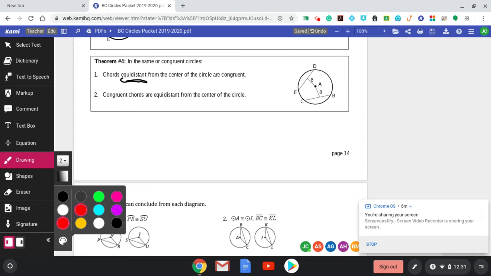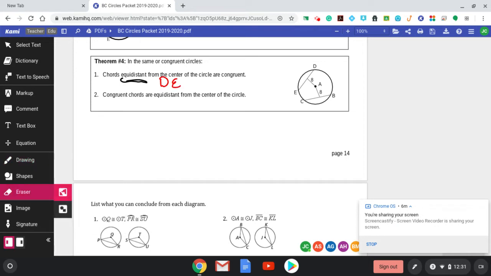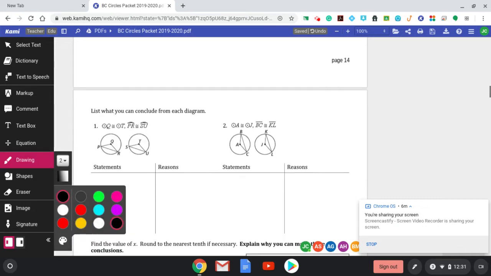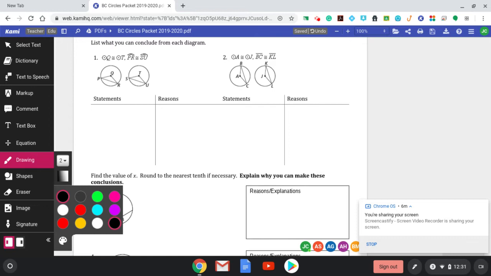So that would tell me that segment DE is congruent to segment CB. Those two chords are congruent. Okay? And the reverse can be true as well. This is one we don't usually use too often, but if the chords are congruent, they're the same distance from the center. Okay?